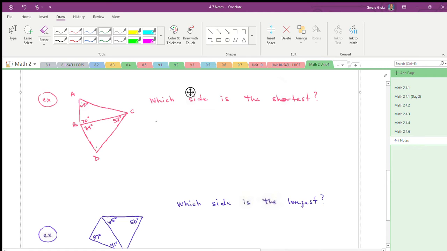So 68 plus 70 is 138. And then 180 minus 138 is 42. So that tells me that this angle is 42 degrees.